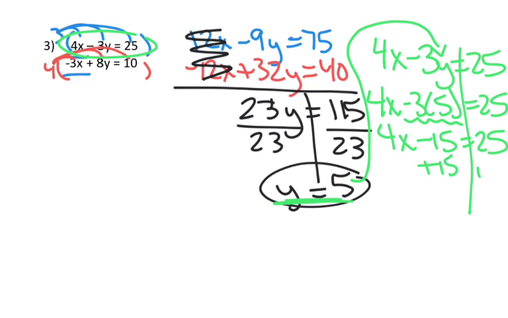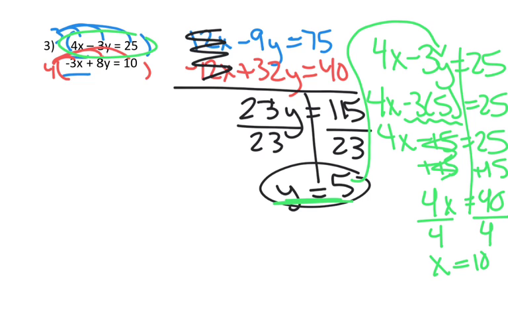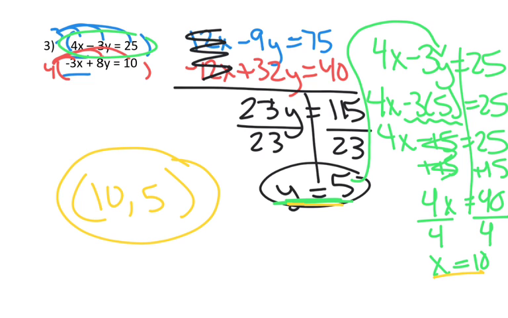Then we'll add 15 to both sides. So that becomes 4x equals 40. Divide both sides by 4, and x equals 10. So our solution is our ordered pair with the x coming first, which was 10, and then the y, which is 5. This is your solution to the system, (10, 5).